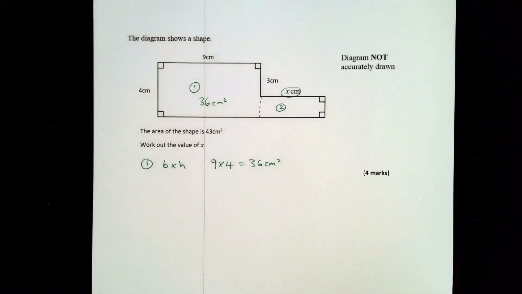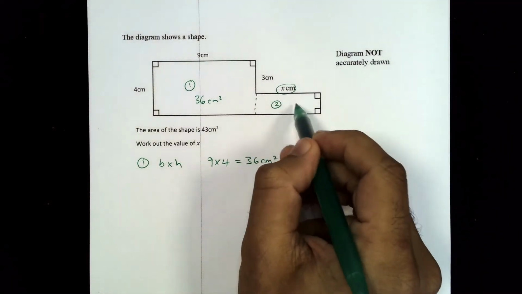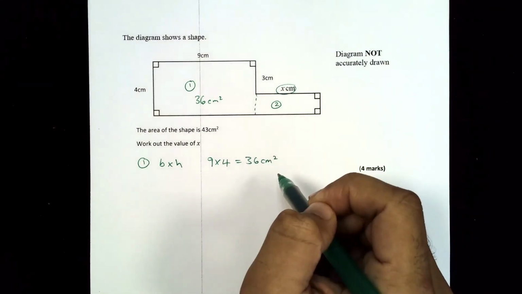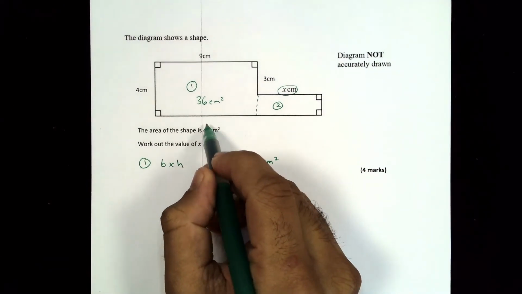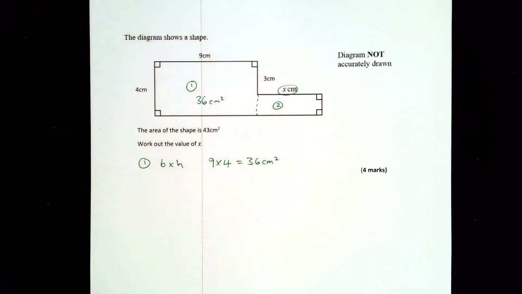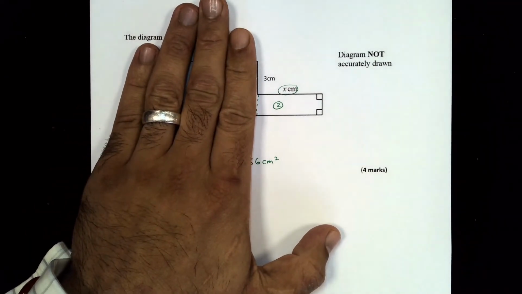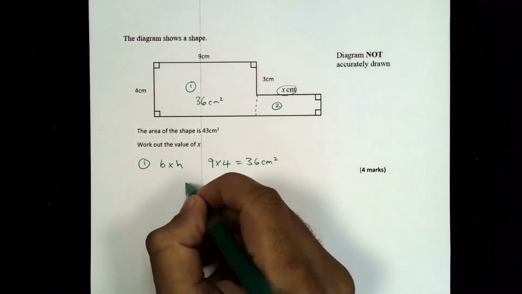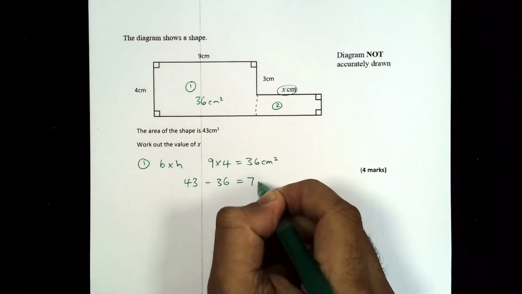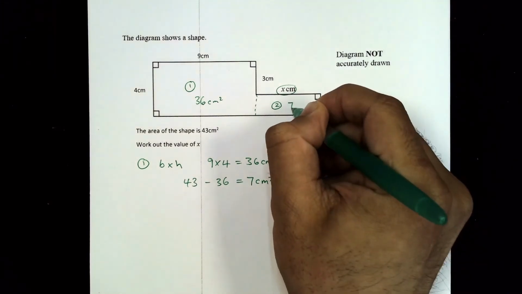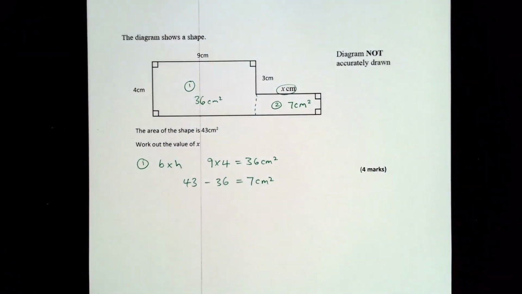Now, what this tells you is that this other shape, shape number 2, must have an area of 43 take away 36. Because if you imagine I cover up this, all I'm left with is shape number 2. So 43 take away 36 leaves me with 7 centimeters squared. So I know that the area of this shape over here is 7 centimeters squared.